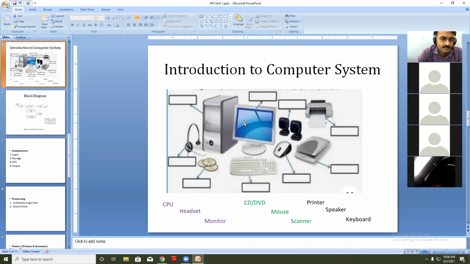At least, have you seen this computer system? Yes, sir. Okay. Now I have listed some of the names here at the bottom: CPU, headset, monitor, CDs, DVDs, mouse, scanner, printer, speaker, keyboard.